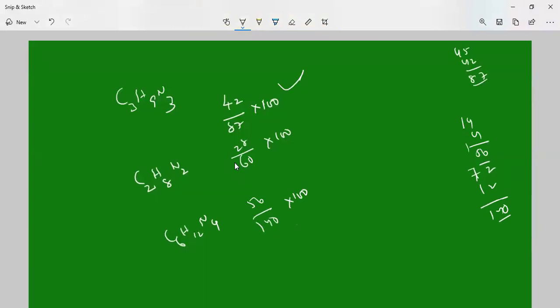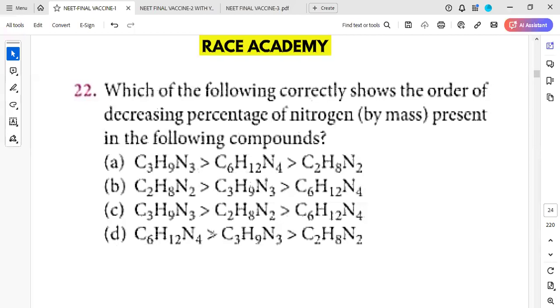So in this, 42 by 87 is the biggest value. After that, 28 by 60 into 100 is the next value. Next, we have 56 by 140. So accordingly, that is the order of percentage. That matches with our third option in this one.